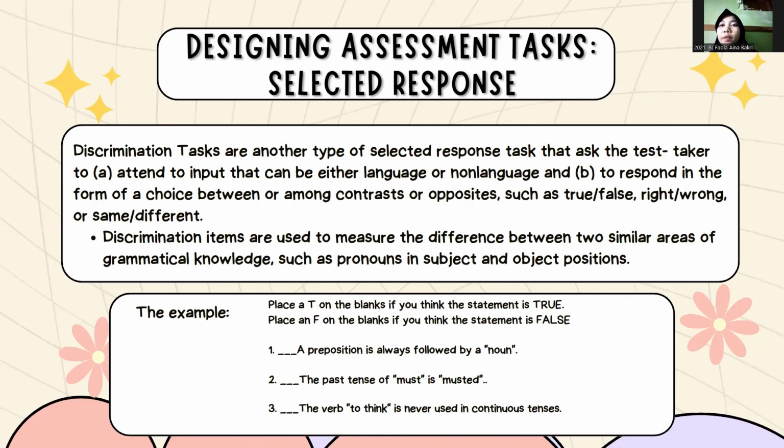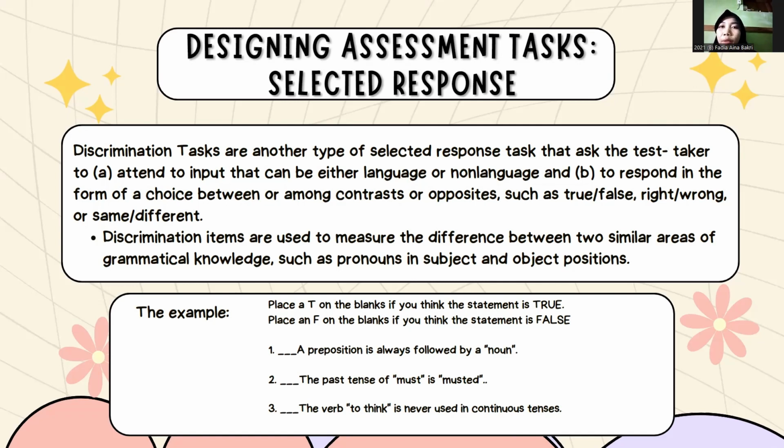The other type of selected response is discrimination tests. Discrimination tests are another type of selected response tests that ask the test taker to attend to input, which can be either language or non-language, and to respond in the form of a choice between or among contrasts or opposites, such as true or false, right or wrong, or same or different. Discrimination items are used to measure the difference between two similar areas of grammatical knowledge, such as pronouns in subject and object options.